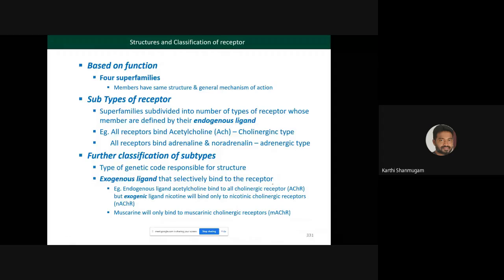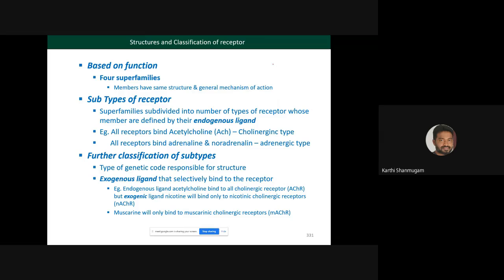Okay, so we have four major types of drug target. The first type is proteins. Second is the receptor. Third is... sorry, I'm sorry.